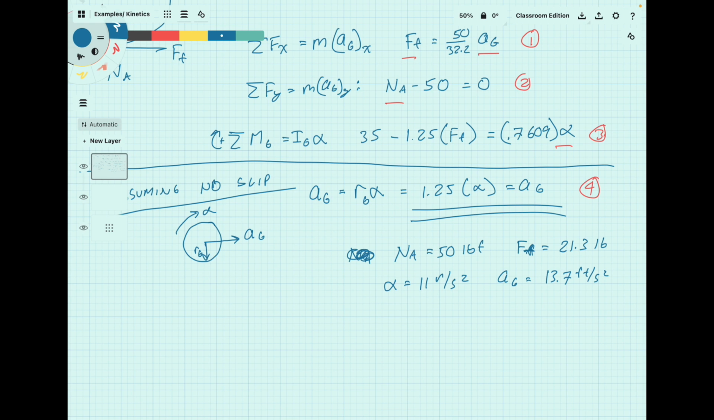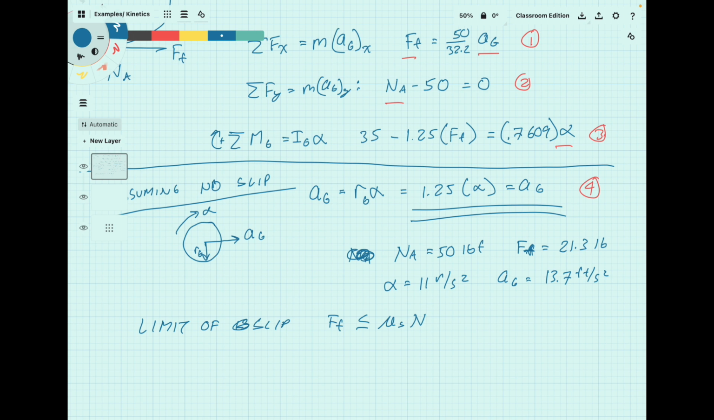Now, that was looking at this in terms of what's the solution if the cylinder does not slip. But we've reached a point where we can figure out if the cylinder is going to slip or not, because our limit of slip, we need the force of friction to be less than or equal to the static coefficient of friction times normal force. Okay.